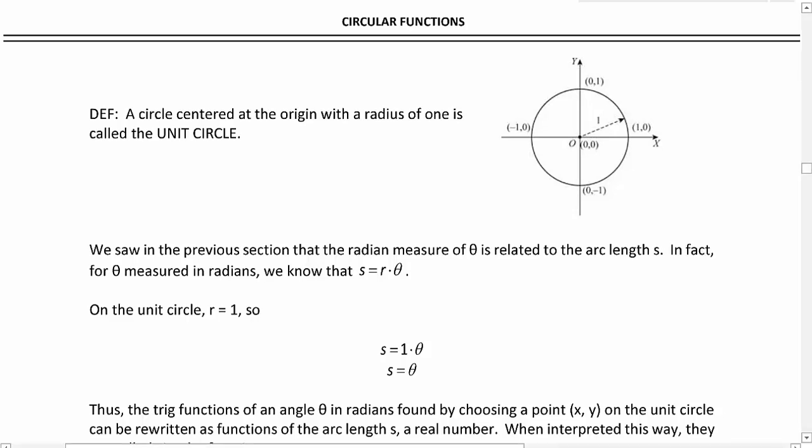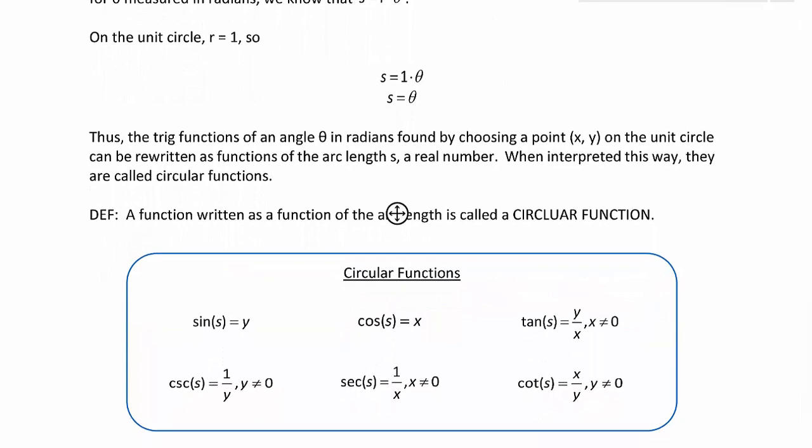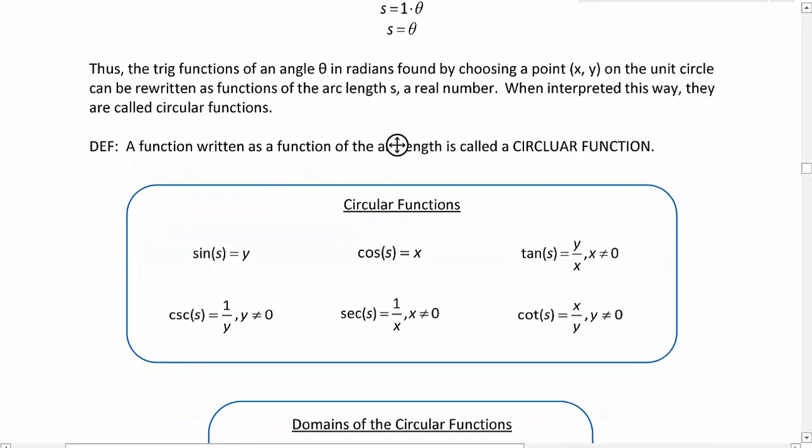So on the unit circle, the radius is 1. So if we plug in 1 for our r into our arc length formula, we get that s is equal to 1 times theta, which simplifies to s equals theta. Thus, the trig functions of an angle theta in radians, found by choosing a point (x, y) on the unit circle, can be rewritten as functions of the arc length s, and this is beneficial because this is a real number. When interpreted this way, they are called circular functions.